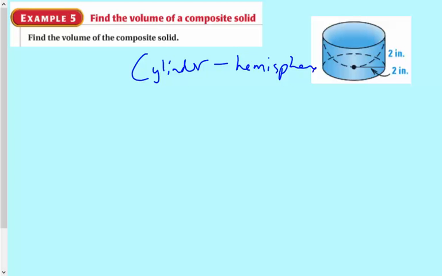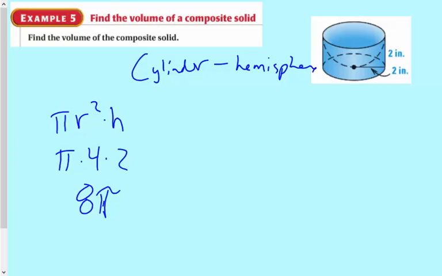So the cylinder is pi r squared times h. So the base is a circle times the height. So pi r squared is 4, the height is 2, so I have 8 pi for the cylinder. Now I'm going to take away 1/2 of a sphere. So 1/2 times 4/3 pi r cubed.